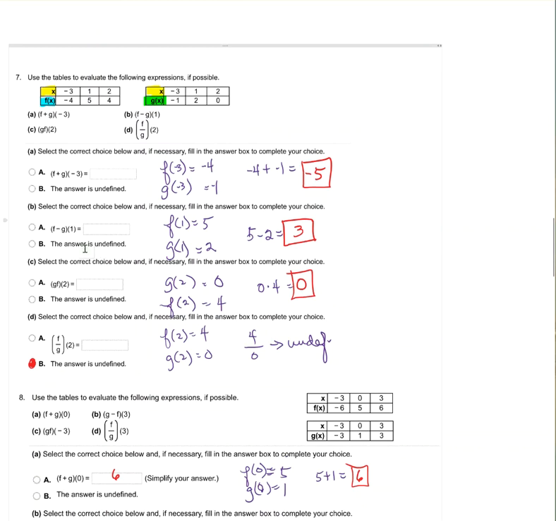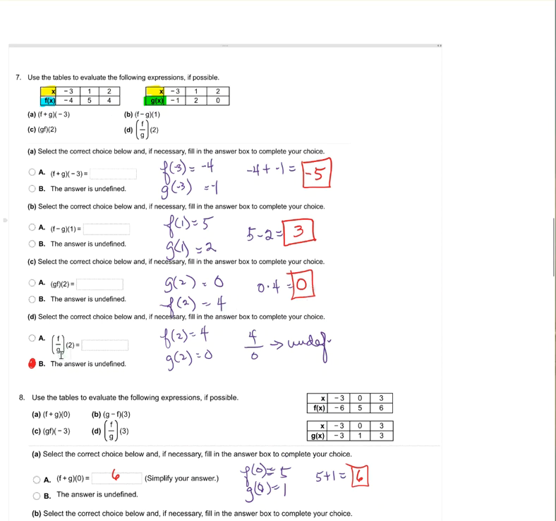Do the same thing for f minus g of 1. F of 1 is 5. G of 1 is 2. 5 minus 2 is 3. G times f of 2. So g of 2, we go up here. G of 2 is 0. F of 2 is 4. 0 times 4 is 0.